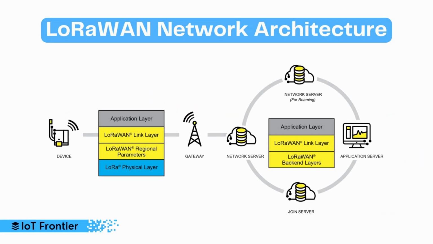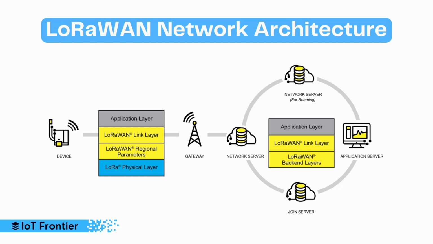On the left hand side you can see the device which is LoRa capable, and then that device communicates to the gateway, and this gateway is going to talk with the network server first, and the job of the network server is to manage the network's gateways and end devices, applications and users.